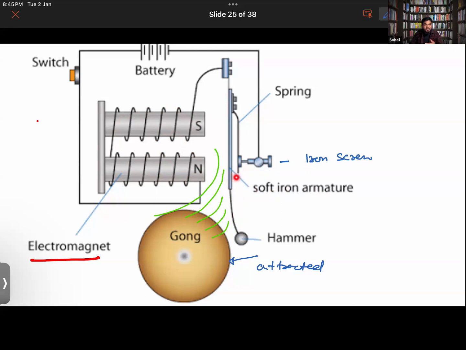It will move back, and then again it will be connected to the iron screw. It will again come into contact with it. So now again the circuit is completed, and again the whole process will repeat itself. I hope you got it, or not.